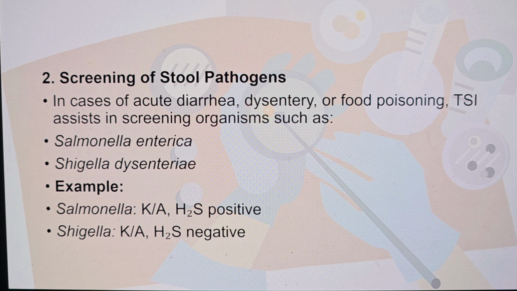Second, screening of stool pathogens. In cases of acute diarrhea, dysentery, food poisoning, TSI assists in screening organisms such as Salmonella enterica, Shigella dysenteriae. Examples: Salmonella mainly produces K/A with H2S positive, Shigella mainly K/A with H2S negative.